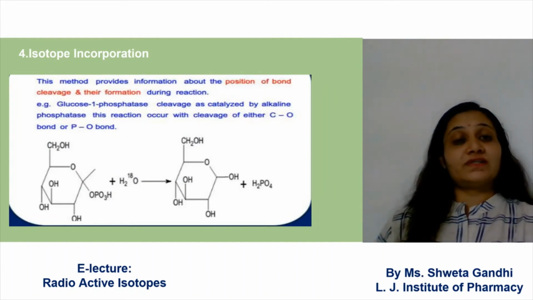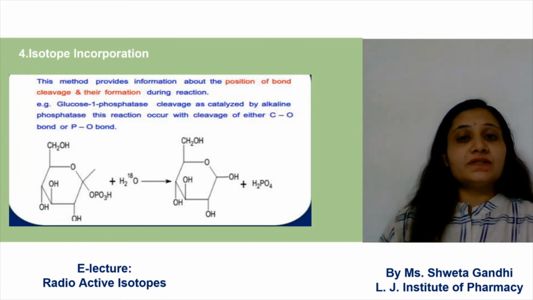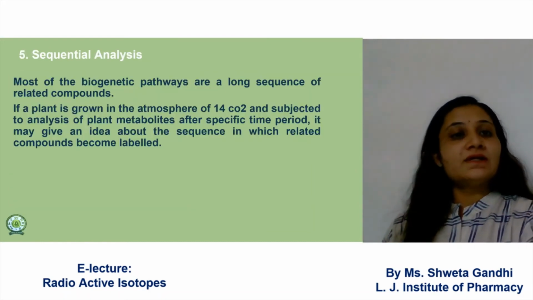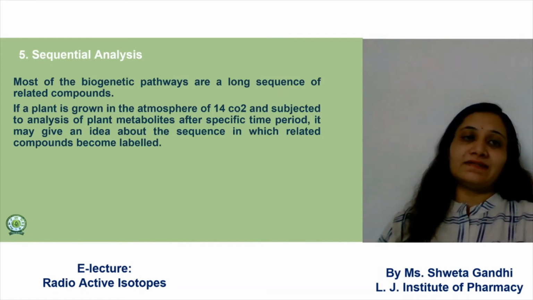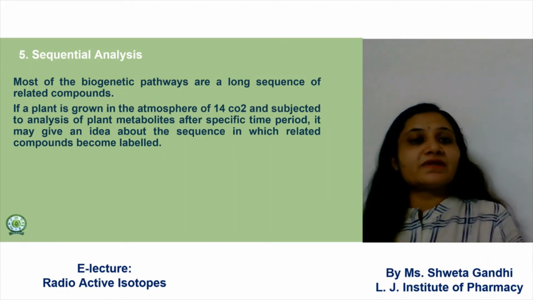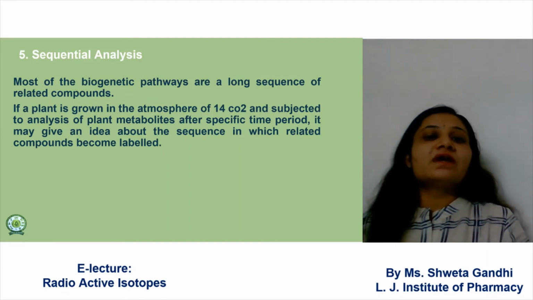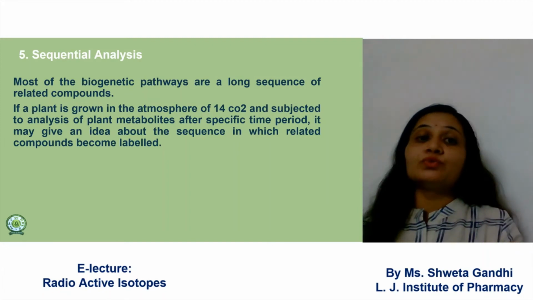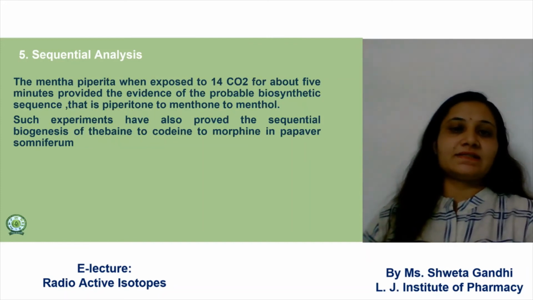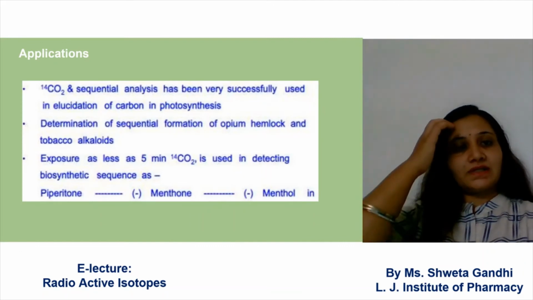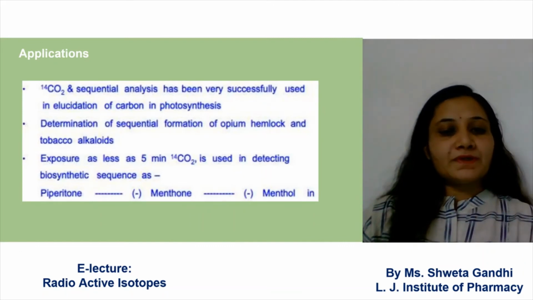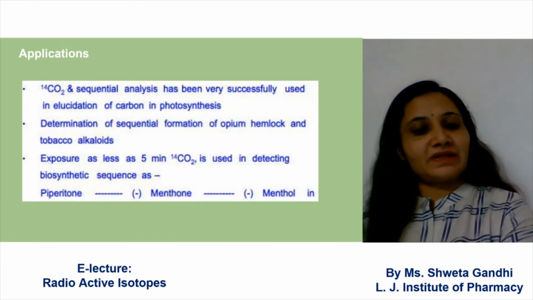The fourth one is isotope incorporation. In this method we get information about the position of the bond and the cleavage. The last method is sequential analysis. Most biogenetic pathways are very long sequences, so we can do the determination with the help of sequential analysis. An important example is piperitone to menthone to menthol.